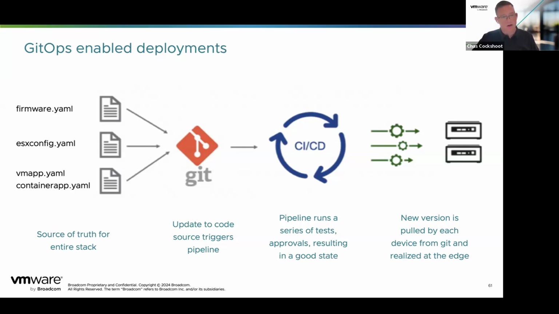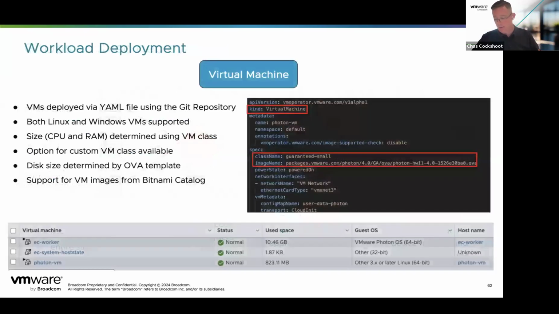I think in the interest of time, I'll just jump through these. There are examples on the web. Good to open up for questions. As I said, each component is configurable for virtual machine. You support Linux and Windows. You can use VM class to determine the CPU and RAM. Disk is controlled by the OVA template. And if you're migrating, the existing OVAs or the existing disks can be used.